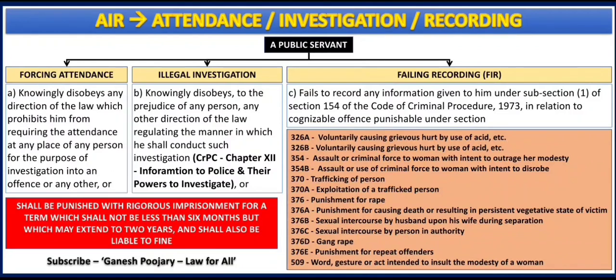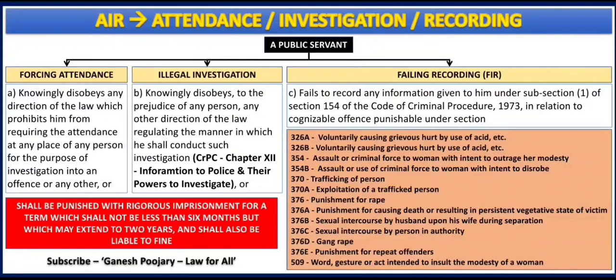Now where are we discussing investigation under CrPC? Under CrPC chapter 12, we are discussing information to police and their powers to investigate. There we have sections starting from 154 to section 176. For example, if it is a cognizable offense, a police officer can start investigation without orders from the magistrate. But if it is a non-cognizable offense, he cannot do so. All of that is very clearly mentioned under CrPC. If a public servant knowingly disobeys all of this and starts a prejudiced or illegal investigation, that is an offense punishable under section 166A.